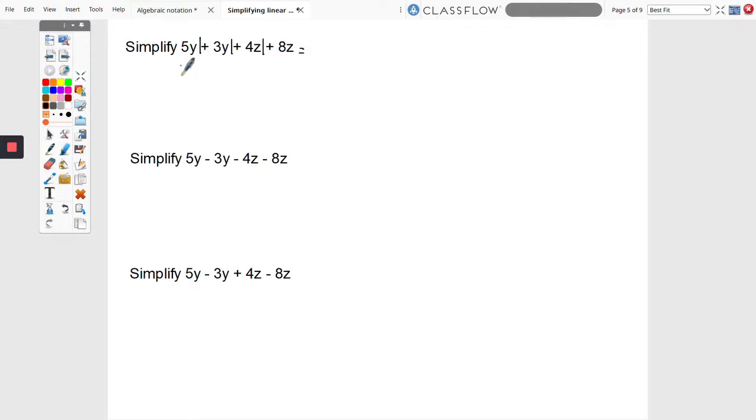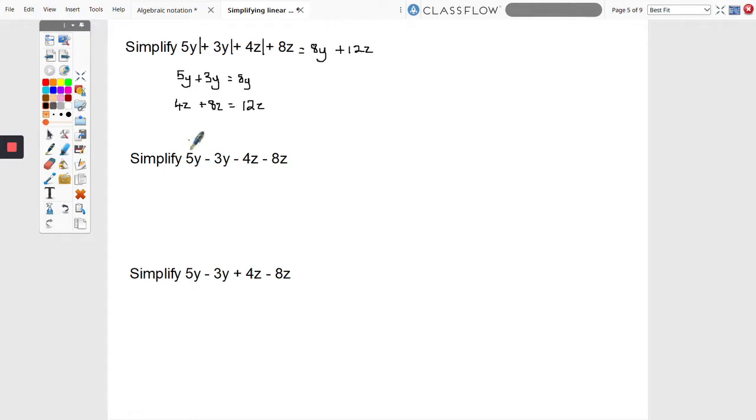So I'm going to start with my y's. So I've got a 5y and then I've got a positive 3y. So I'm going to add 3y and that will give me 8y. And then I've also got a positive 4z and a positive 8z. So I'm going to do 4z add 8z and that's going to give me 12z. And both of those terms, I should say, are positive. So 8y add 12z is that expression simplified.